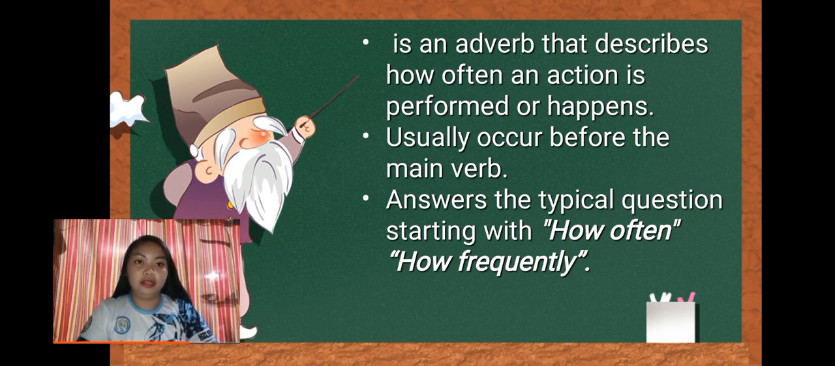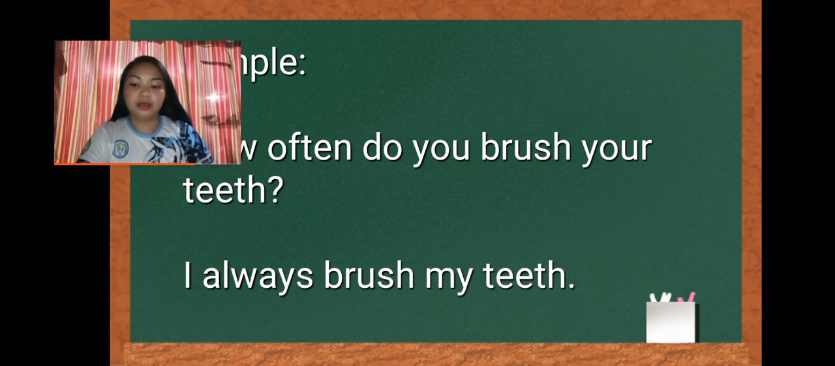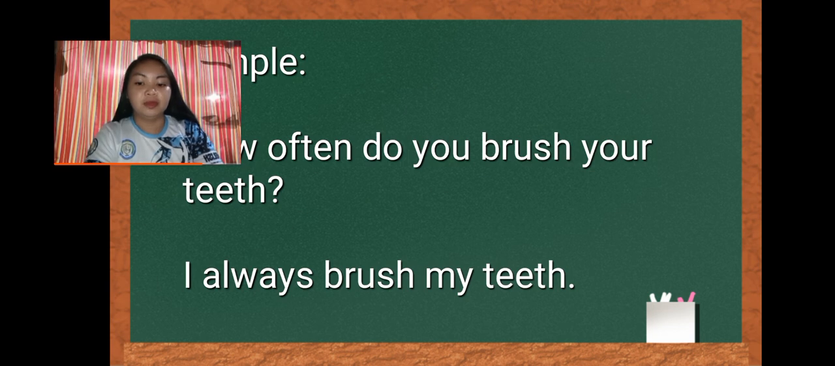Now let's have an example of an adverb of frequency. For example, the question, how often do you brush your teeth? And the answer is, I always brush my teeth. The adverb of frequency in the sentence is the word always, because it answers the question how often I brush my teeth, and it is placed before the main verb, which is the word brush, or the action word brush.